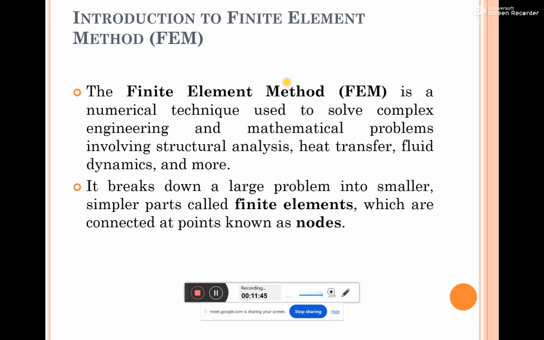Whenever you are dividing into elements, each element will have some points, which we call the nodes. Okay, that is about this particular finite element method. The finite element method is mainly one type of numerical technique. It is also known as the approximation method. By that we can solve different complicated problems.